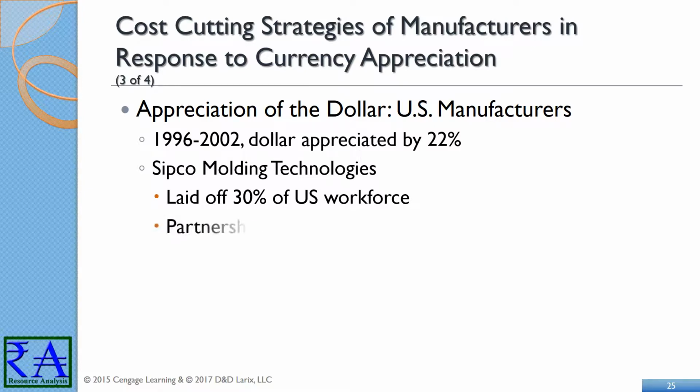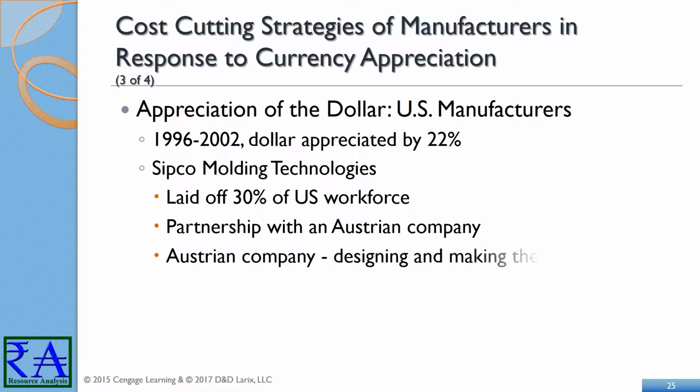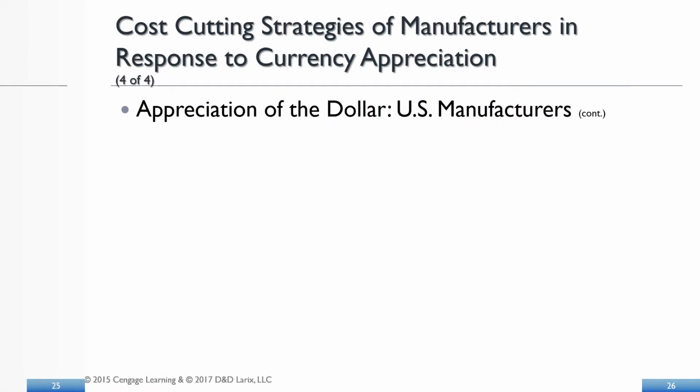In the first example, the U.S. firm Sipco Moldings took a reverting position by laying off 30% of their U.S. employees and partnering with an Austrian company who built the products Sipco had designed, while the Austrian company shipped the completed tools to Sipco in the U.S. for final sales. Costs were cut, but the core business of the company evaporated. Their production services were sent to Austria, where they still remain.